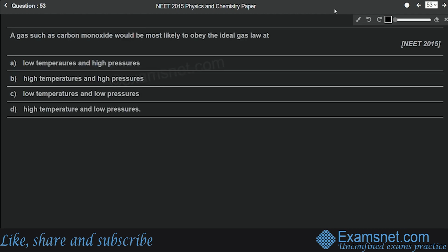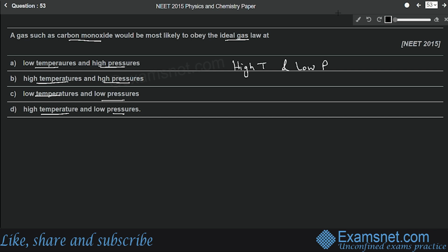Question number 53 is from the chapter States of Matter, and the question is: a gas such as carbon monoxide would be most likely to obey the ideal gas law at option A, low temperatures and high pressures, option B, high temperatures and high pressures, option C, low temperatures and low pressures, and the last option, high temperature and low pressure. So we know that a real gas shows ideal gas behavior at high temperature and low pressure.